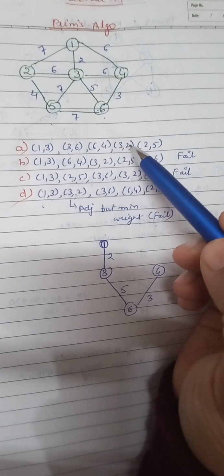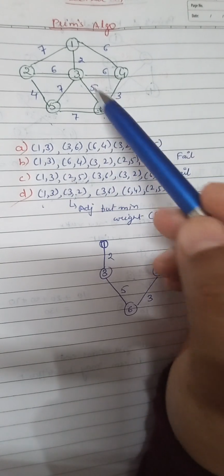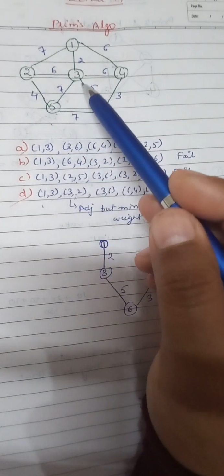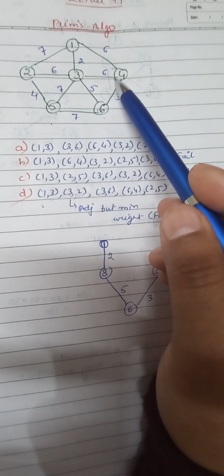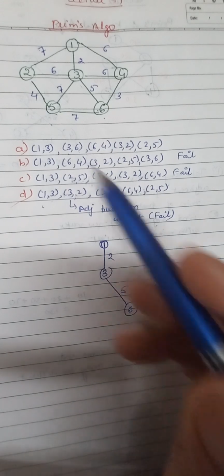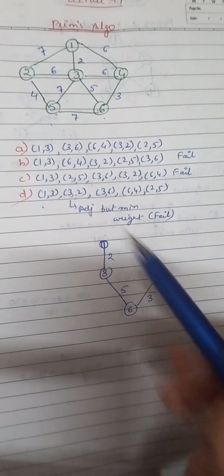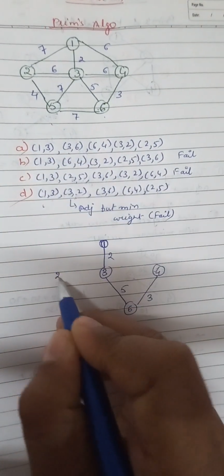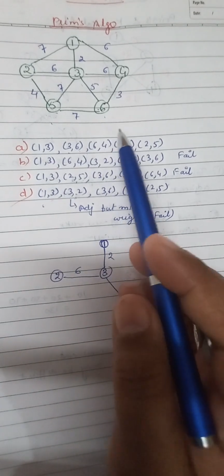Now 3, 2. So 3, 2 with minimum weight 6, because rest are 7, 7, 6. And if we make it like this, it will be a cycle, so we cannot take this. And if we take like this, it also makes a cycle, so we cannot take this. So 3, 2 is correct. So we'll take 3, 2 with 6 weight. Till now it is correct.